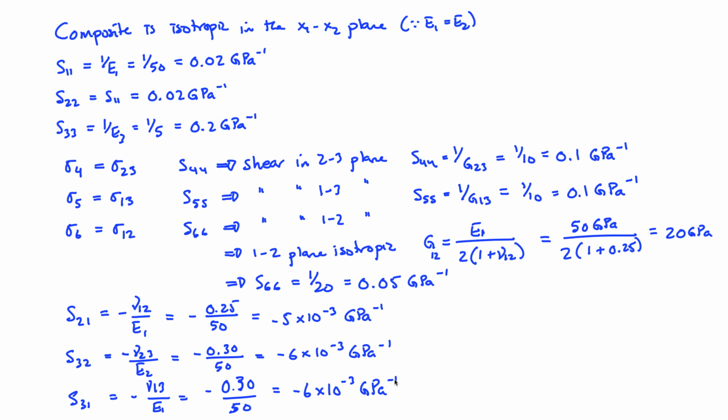So that gives us the values of the compliance matrix for the transversely isotropic fiber composite. That's the end of example 1 of week 3.